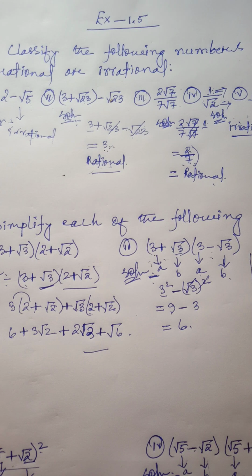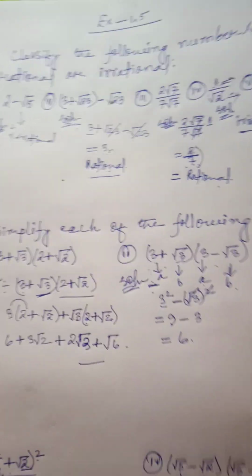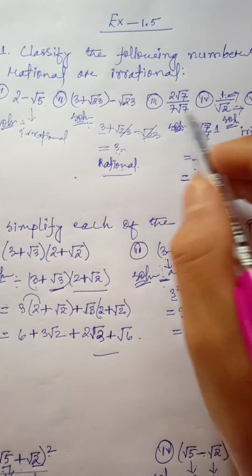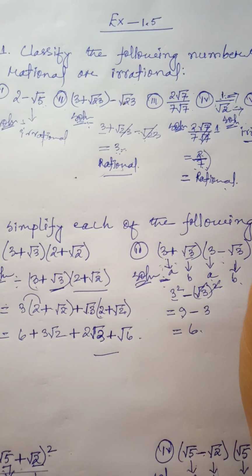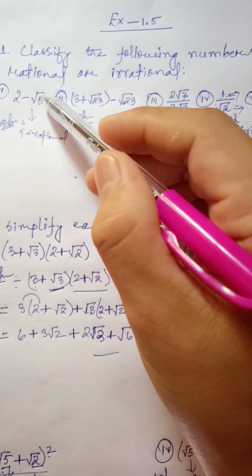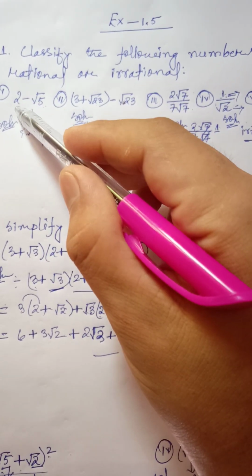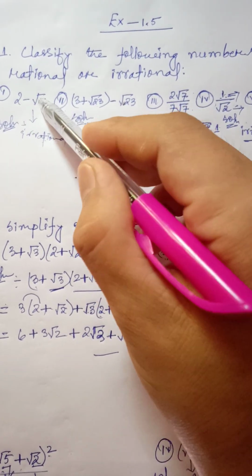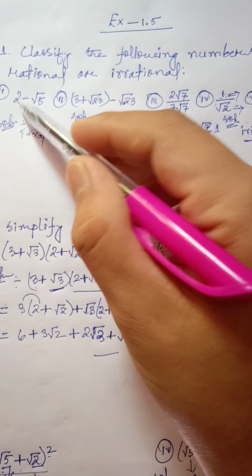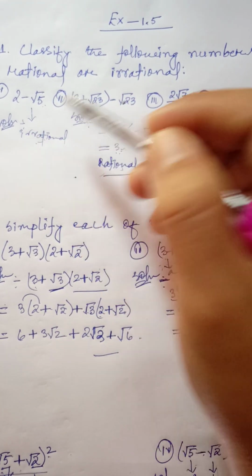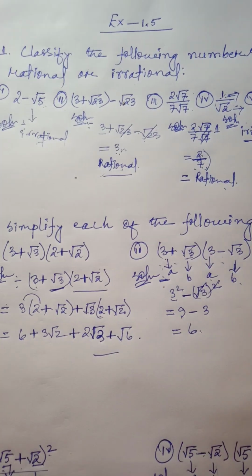Today we're going to discuss Class 9 Maths Chapter 1, Exercise 1.5. The first problem is to classify the given numbers, whether they belong to rational numbers or irrational numbers. So, 2 minus root 5. Root 5 is an irrational number. If we subtract an irrational number from a rational number, then we're going to get an irrational number. Okay, so is it clear?